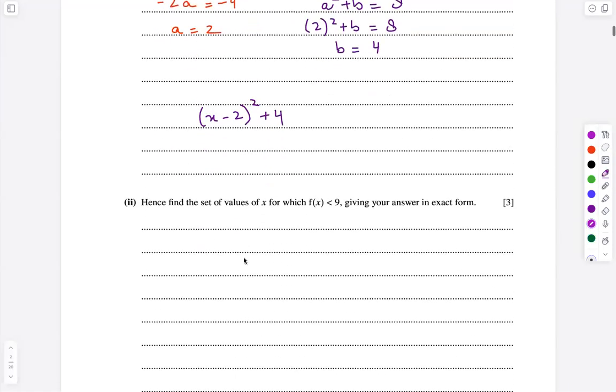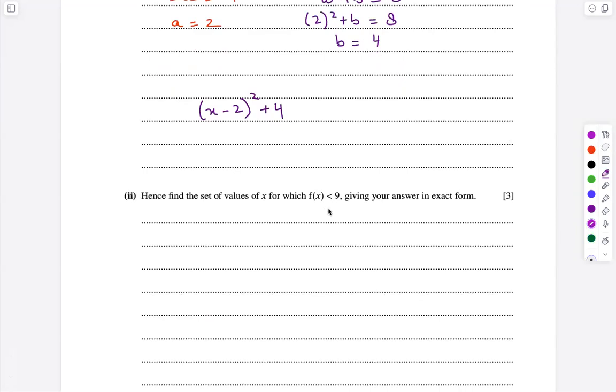In part 2, it says, hence find the set of values of x for which f of x is less than 9. So we know that f of x can be written as (x minus 2) whole squared plus 4, which is less than 9. Taking 4 to the right hand side, we get (x minus 2) whole squared is less than 9 minus 4, which is 5. Now taking the square root, that will become the square root of 5.